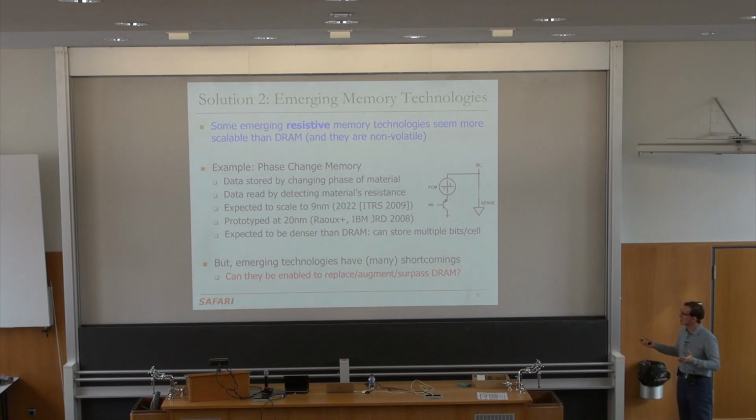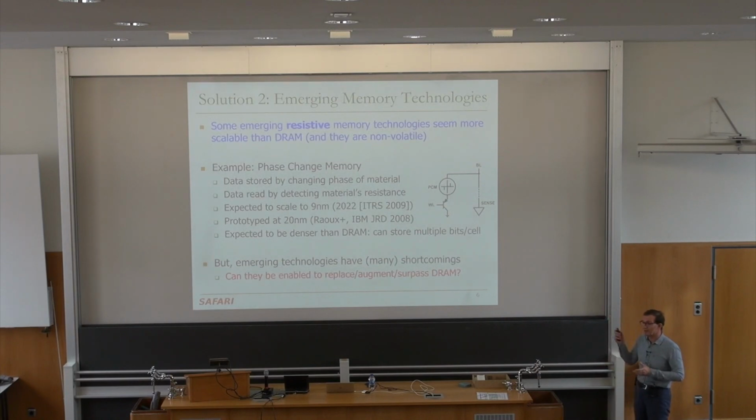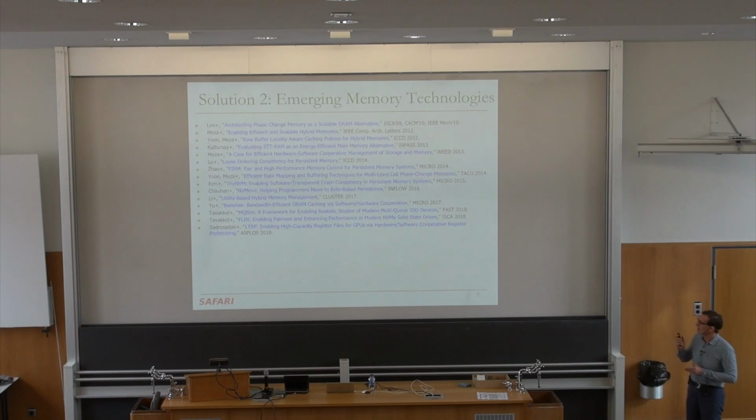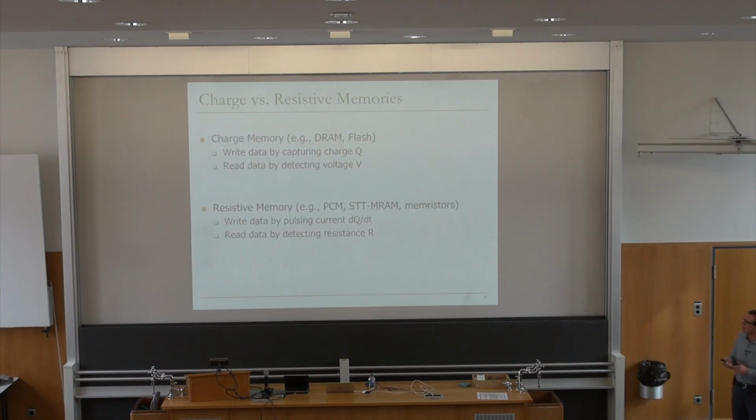And these shortcomings, some of them are common between technologies, some of them are different, technology specific. The key question that we're going to ask is, can we somehow enable these technologies to replace, augment, or maybe even surpass DRAM based on system level and architectural level mechanisms? Okay, we're going to cover some of these papers.